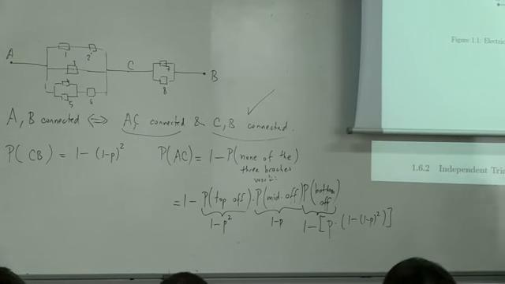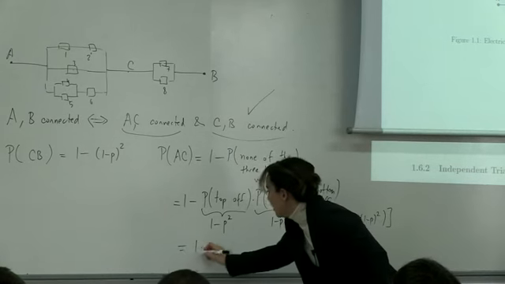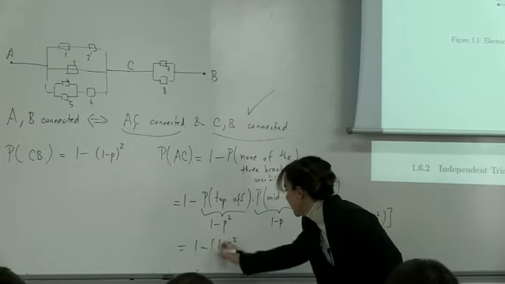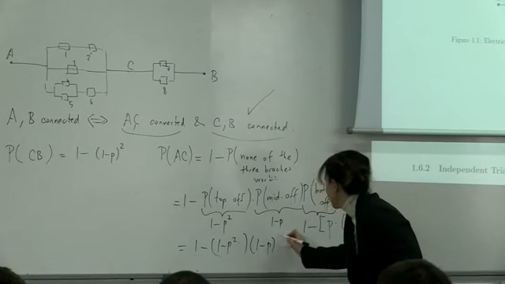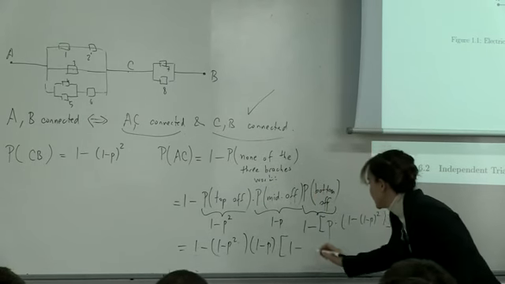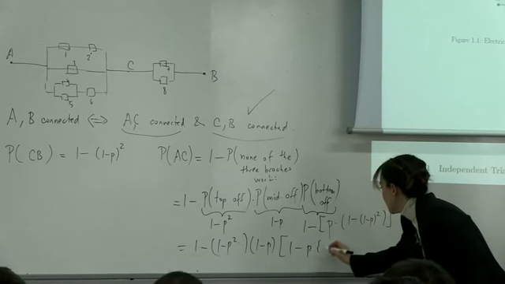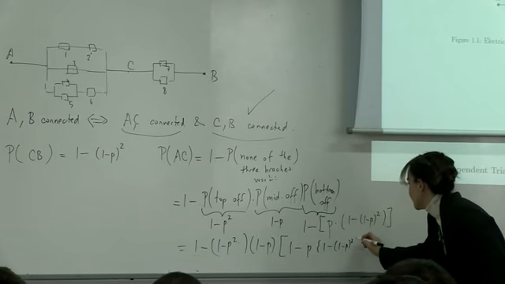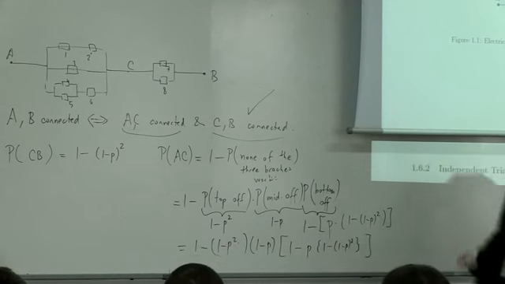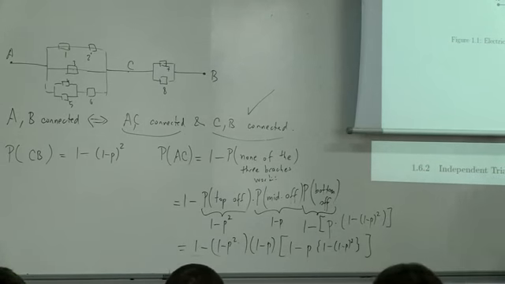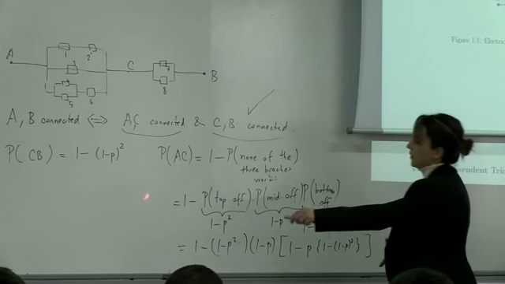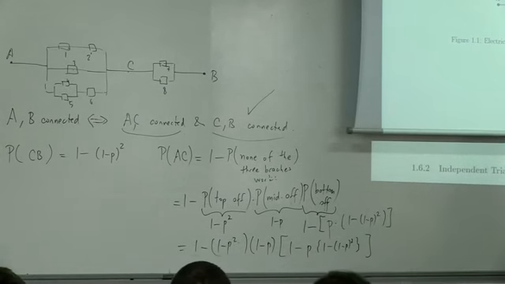So put all these together. 1 minus p squared, times 1 minus p, times 1 minus p times 1 minus p squared. Okay? And multiply this with this. Okay? Any questions?